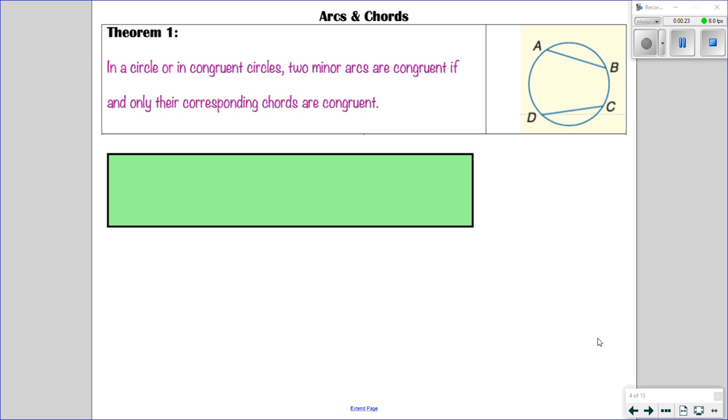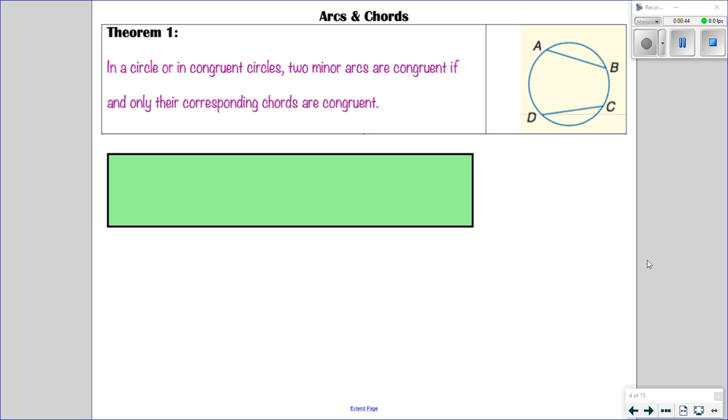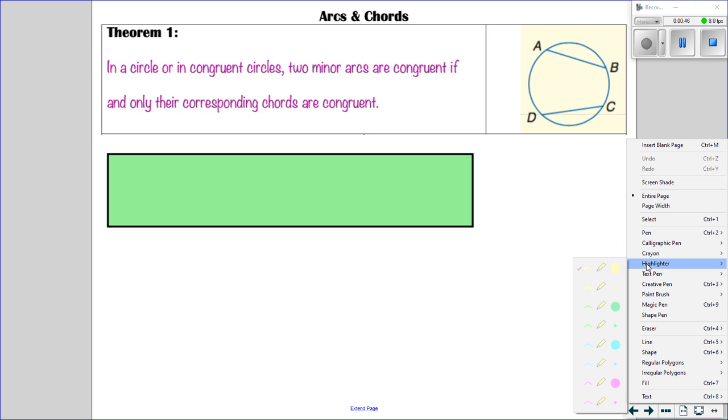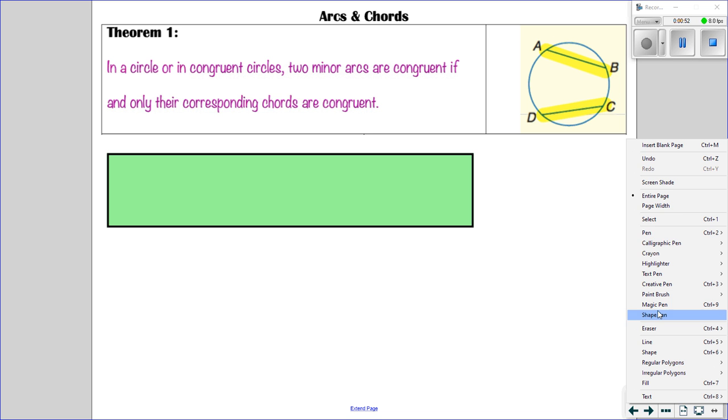So the first theorem dealing with arcs and chords says in a circle or in congruent circles, 2 minor arcs are congruent if and only if their corresponding chords are congruent. So the 2 chords that we see are AB and CD, which I'm going to highlight. So we have AB and CD, they're both chords.